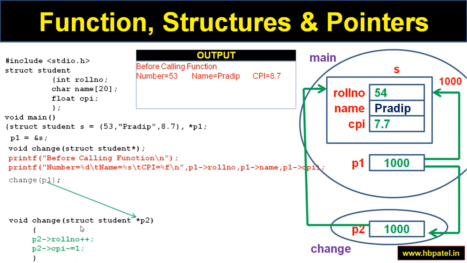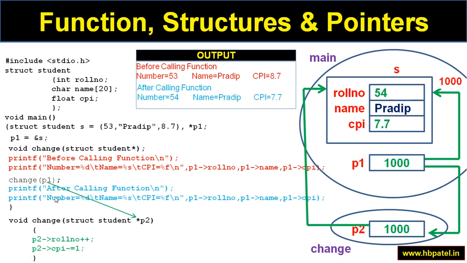So even in the function, I have not written S, but the changes are being made in S, and S is a local variable of main. So again, this is the beauty of pointers. You can access the local variables which are defined in main from the function.